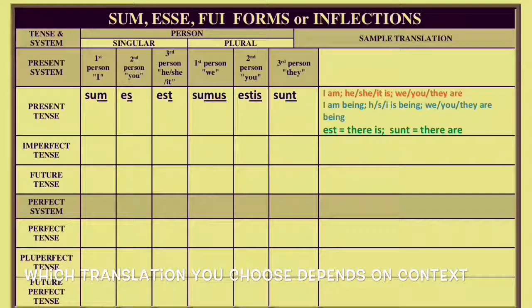Finally, let's remember that even though there are multiple ways for translating each of these verb forms correctly, you want to pick the one that will make the best sense in the context of the sentence. So if it sounds better to say there is instead of he is or he is being, choose that translation. If it sounds better to say he is, choose that.